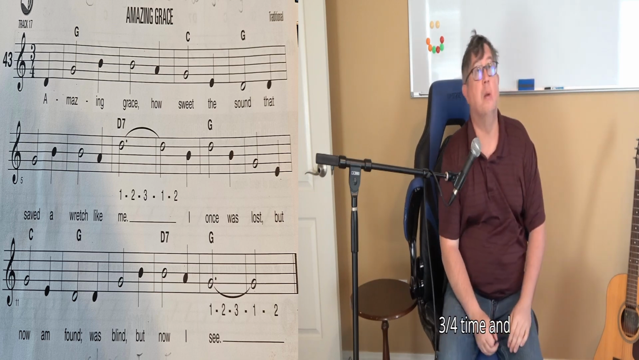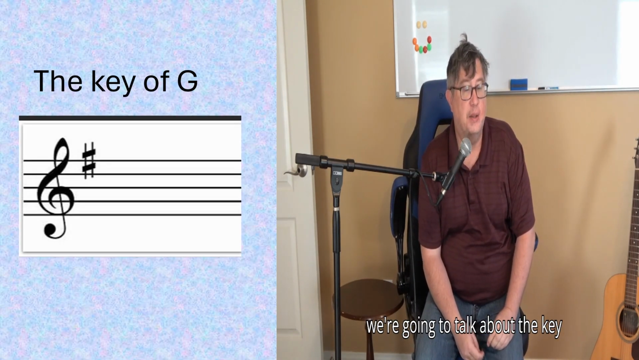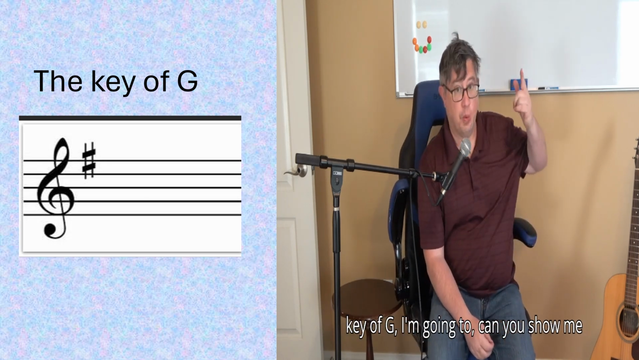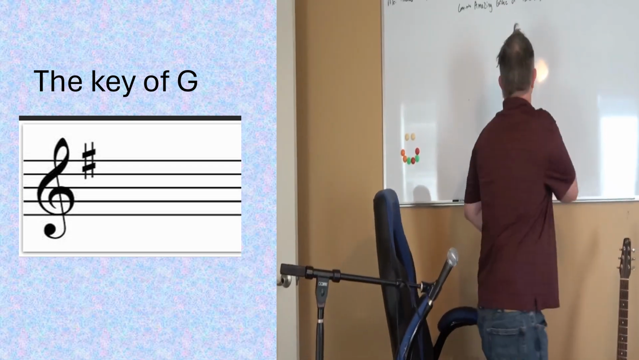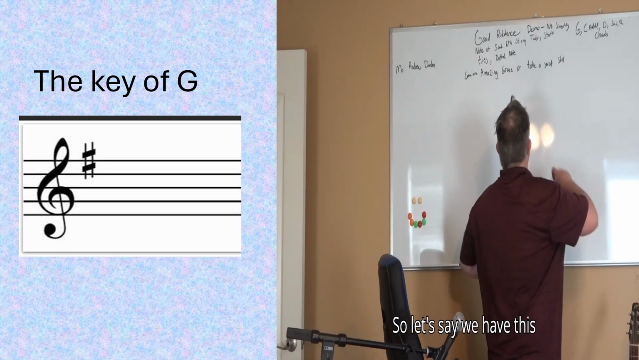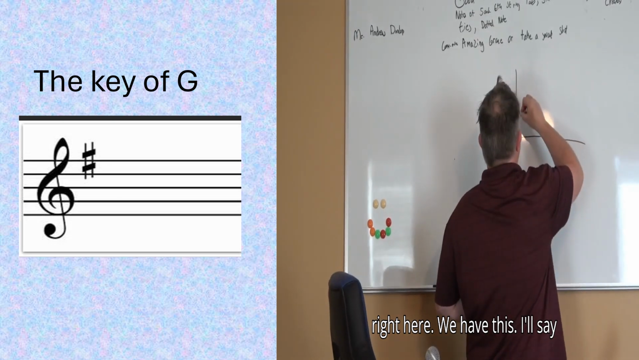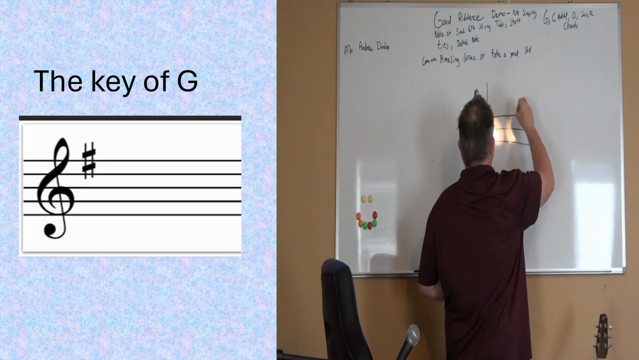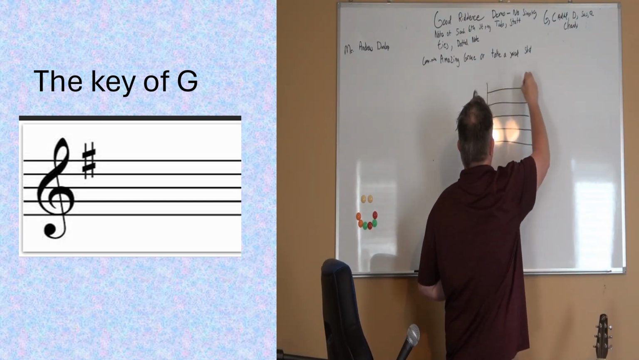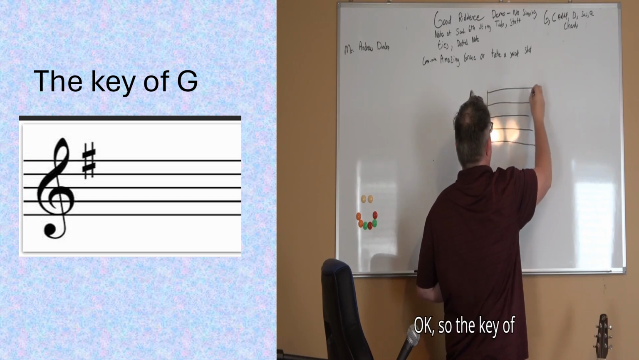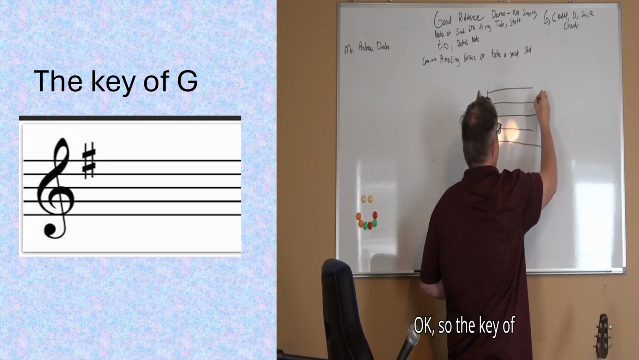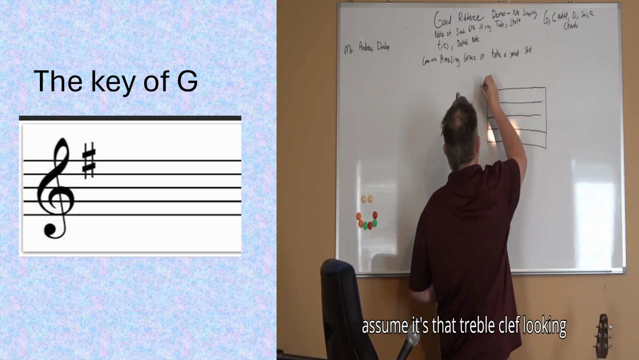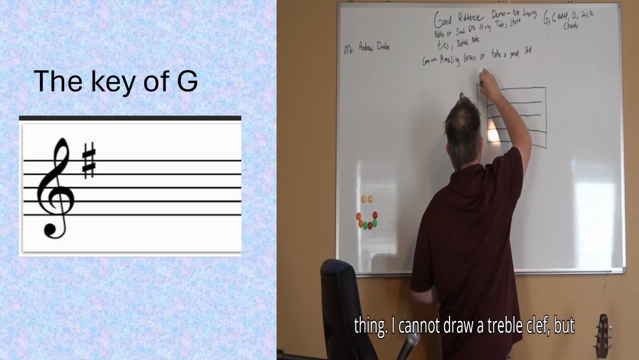So we have 3/4 time, and we're going to talk about the key of G. Can you show me on the board? So let's say we have this right here. Okay, so the key of G, you guys can take a look at that, and let's just assume it's that treble clef looking thing. I cannot draw a treble clef, but that's okay.